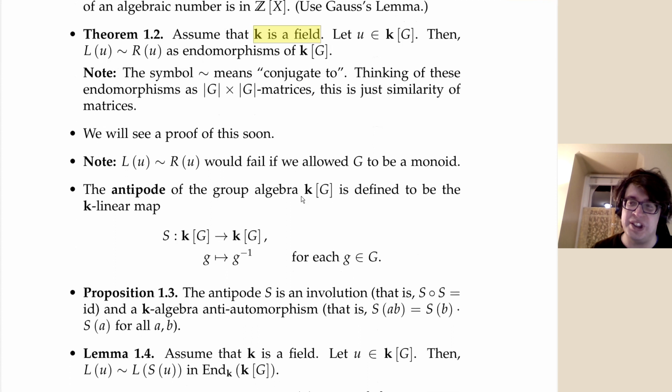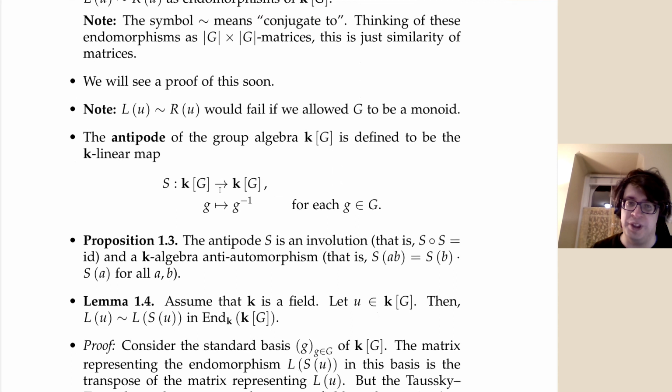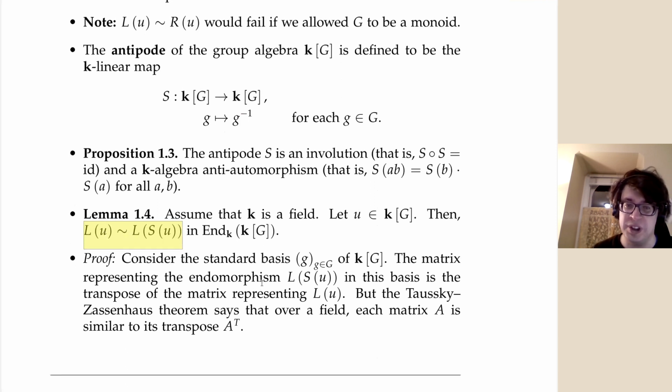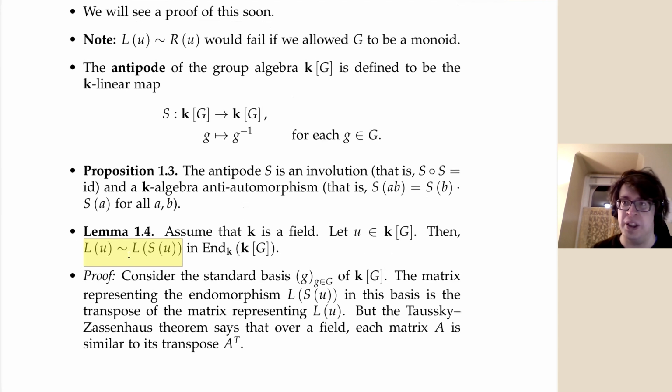Notice that there is yet another relation between L and R. I'm going to go briefly over this. The group algebra is not just an algebra, it's a Hopf algebra. It has an antipode map called S, which simply sends each element to its inverse, and otherwise is linear. Because of this antipode map, which is an anti-algebra homomorphism, you also have this conjugacy: L(u) is similar to L(S(u)) if K is a field, and generally, L(u) is similar to R(S(u)). So the left and the right regular representation are isomorphic via this antipode.